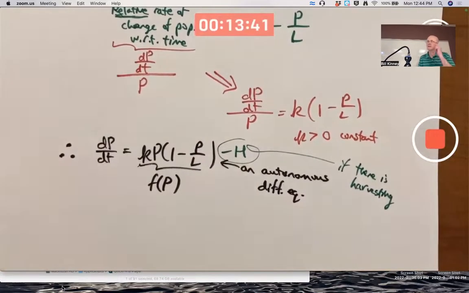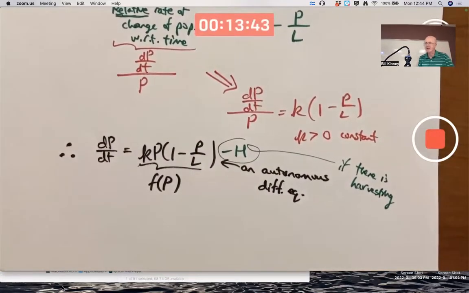That's a constant. K, L, and H are all constants. P and t are the variables. Whether something's a constant or a variable is all in your imagination. It's all in how you're thinking about it. Super important, especially when you've got a lot of letters.